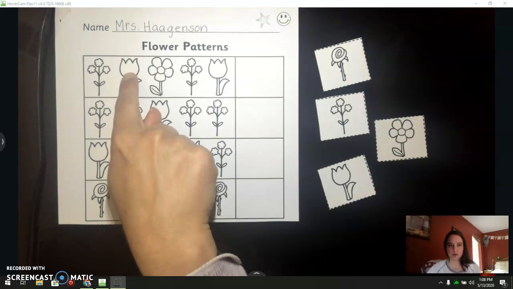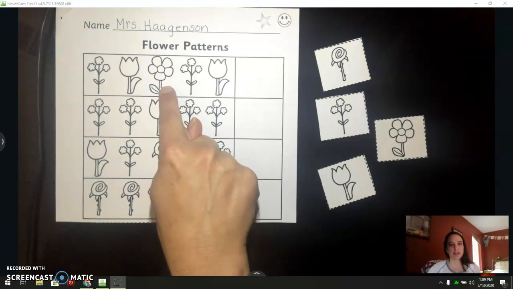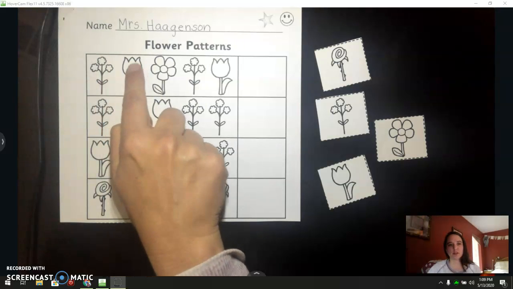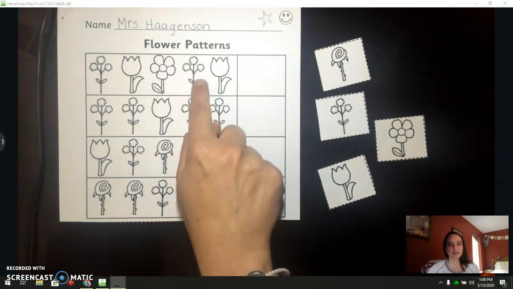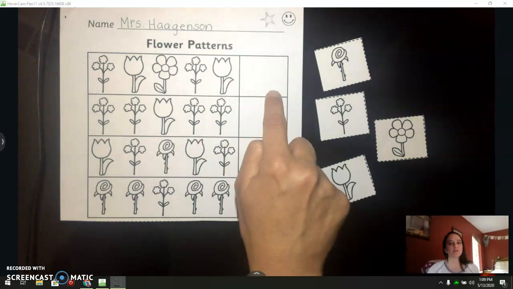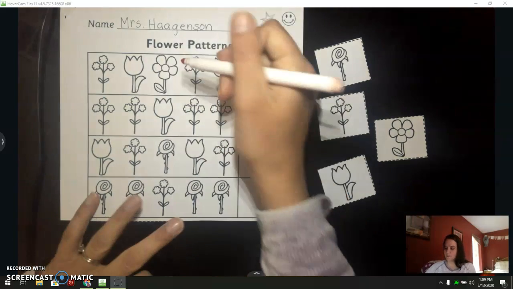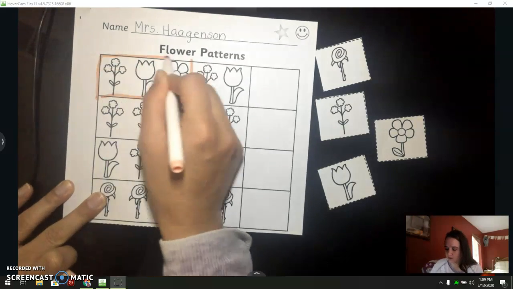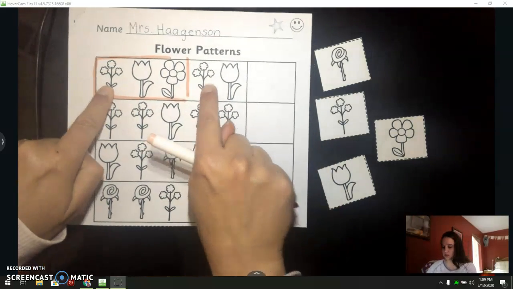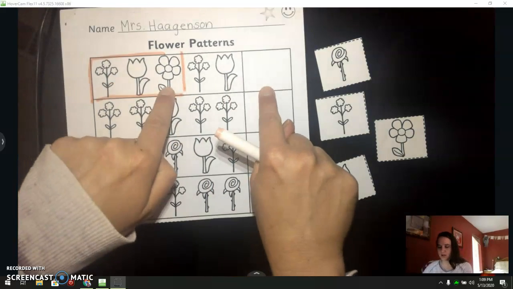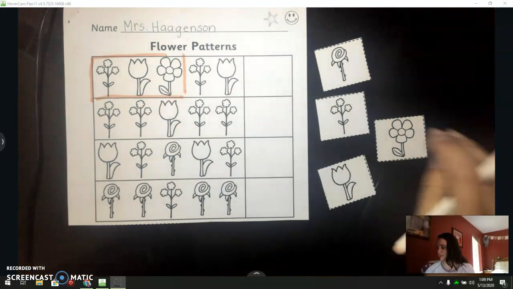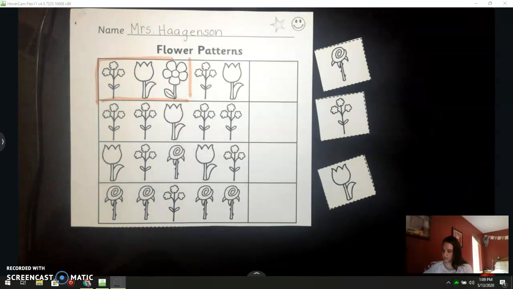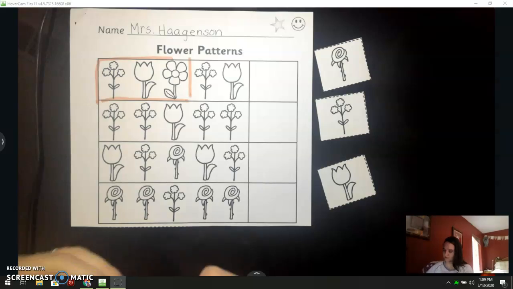I'm going to call these tulips. I'm going to call this a daisy. So let's do it. Dandelion, tulip, daisy. Dandelion, tulip. Yeah, our pattern stops right here. This is a chunk of our pattern. So we have dandelion, tulip. What would come next? Yes, daisy. So I'm going to get my glue stick, find the daisy that matches, glue it down.